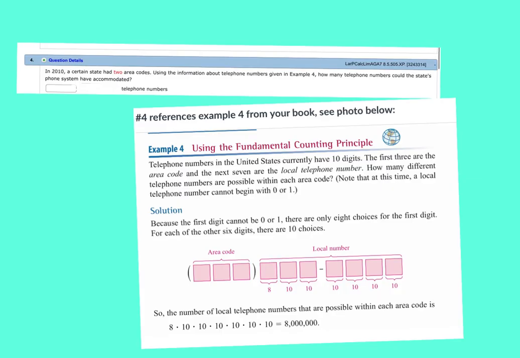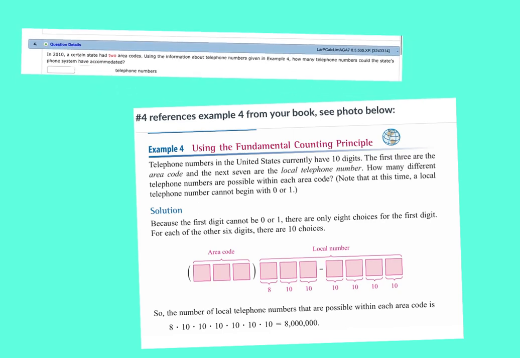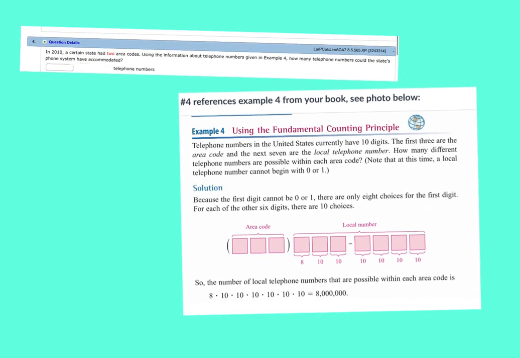Number 4 on the homework says, in 2010, a certain state had 2 area codes. Using information about telephone numbers given in example 4, how many telephone numbers could the state's phone system have accommodated? I put this right on the assignment because you guys forget you have a book. If you find your book and go to example 4, it basically says the telephone numbers in the United States have 10 digits. So if we include area code, there's 10 digits. The first are your area code, and then everything after that is the local number.